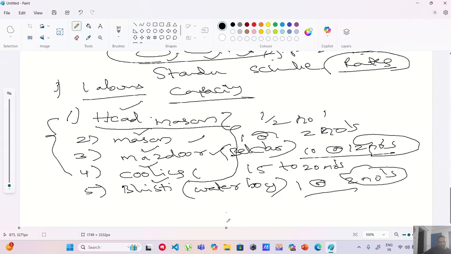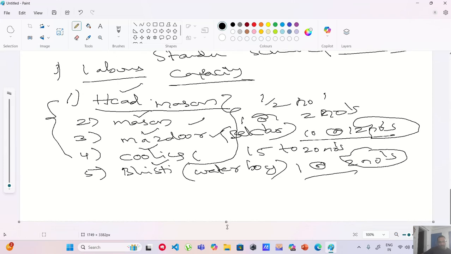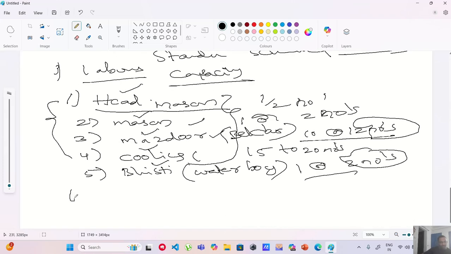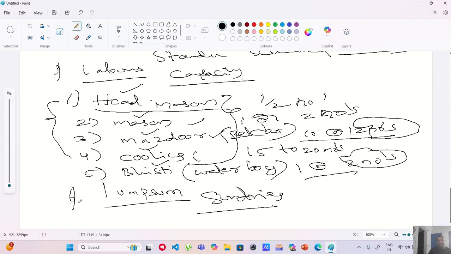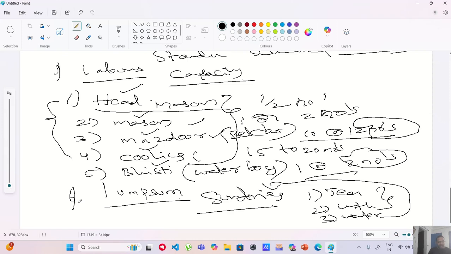Along with this, one more addition is required other than these. And simply I'm writing in this requirement, the sixth one is lump sum. What is this lump sum? We can call it sundries. For all team members, head mason and others, some requirements are there, for example tea, coffee, juices, water. These are the basic needs required. So we can add them in lump sum rates.